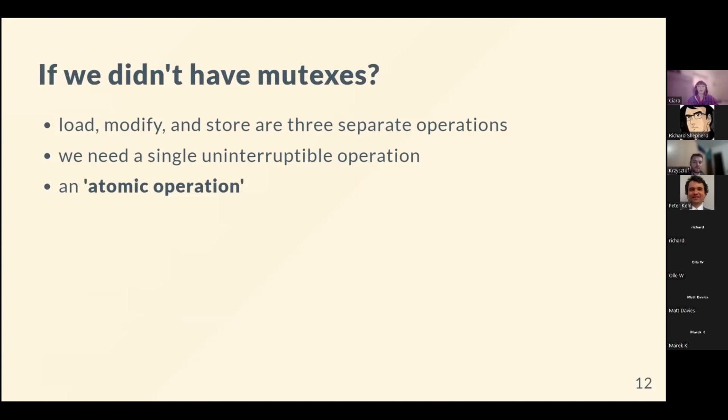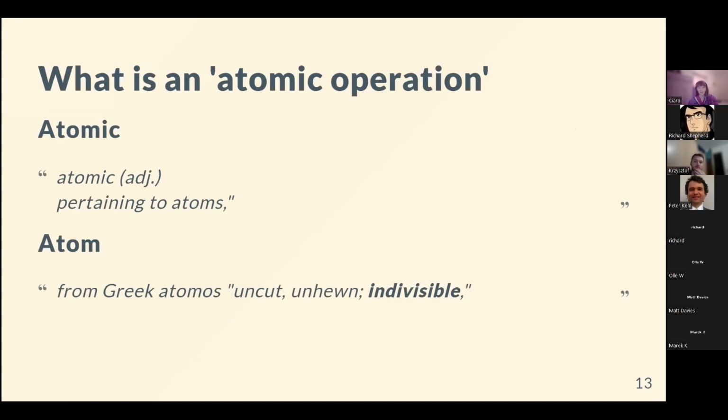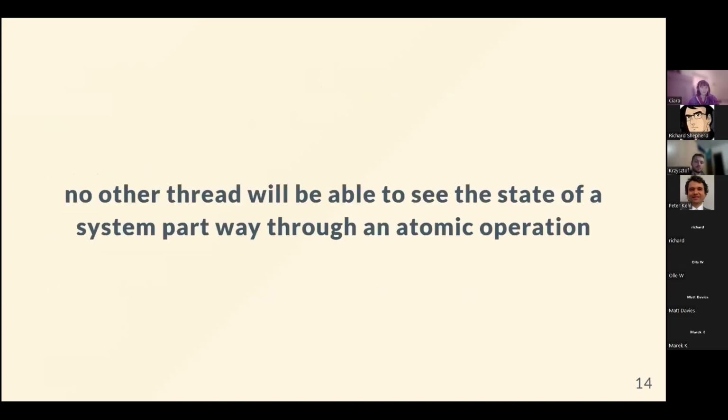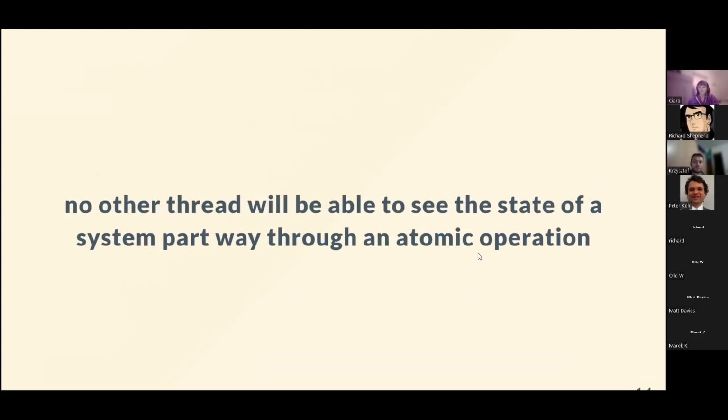Our original problem was that we had a load, a modify, and a store as 3 separate operations. And what we really want is a single uninterruptible operation, an atomic operation. The definition of atomic: it's a useful name, but it's not immediately intuitive unless you know that atomic pertains to atoms, which comes from Greek atomos, uncut, unhewn, indivisible. And that indivisible is the bit that's important to us. What it means is that no other thread will be able to see the state of a system partway through an atomic operation.